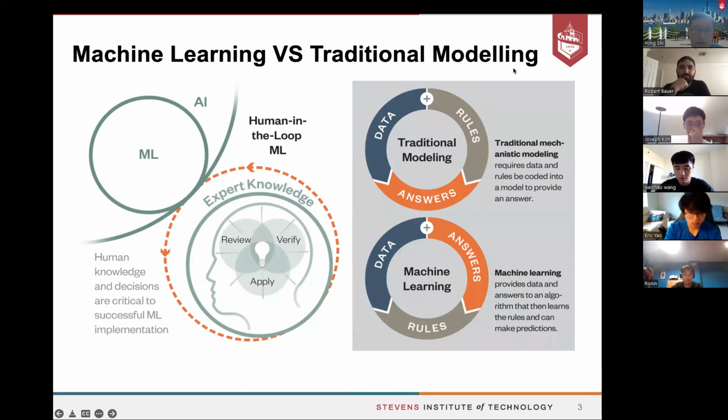So machine learning versus traditional modeling. In traditional modeling, we have data and a set of rules, and then we form the answers. That is how previously we used to compute the results, like if and else statements. But now in machine learning, we use the data and the answers, which are the labels here, and we try to form a set of rules, and from the rules we can learn and predict our results. So going to the next slide.